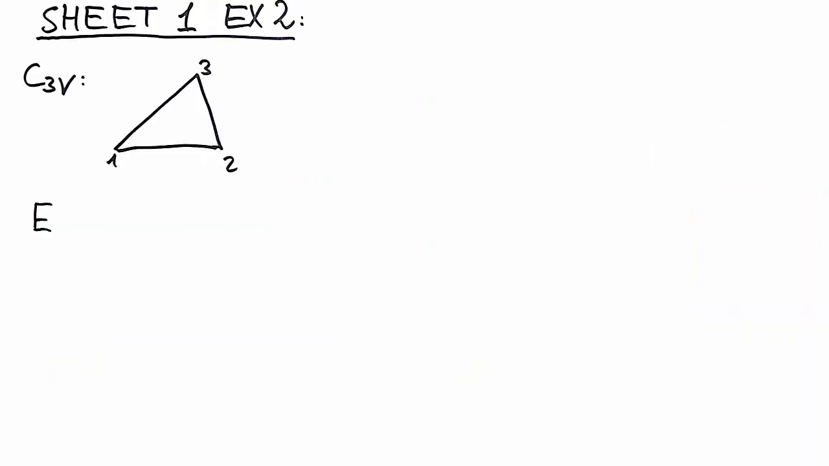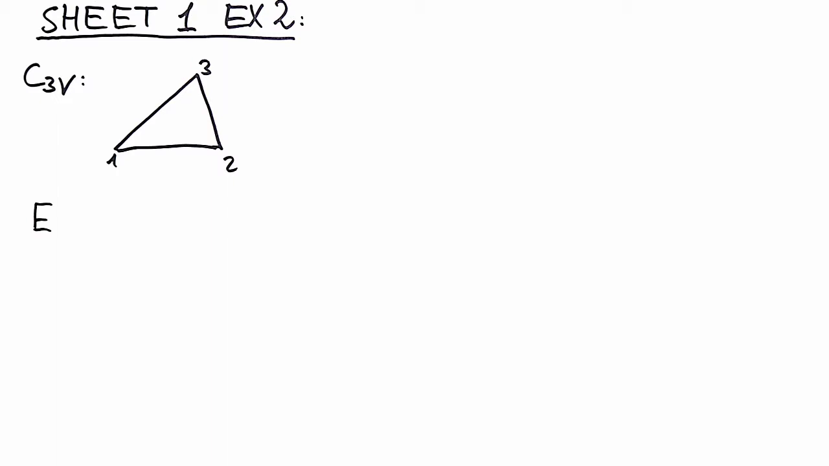Hello and welcome to the solution of exercise 2, problem sheet 1. Here we take a closer look at the point group of C3V, which corresponds to a 3D object, a pyramid with a triangular base. We want to describe its symmetry operations and construct the multiplication table.